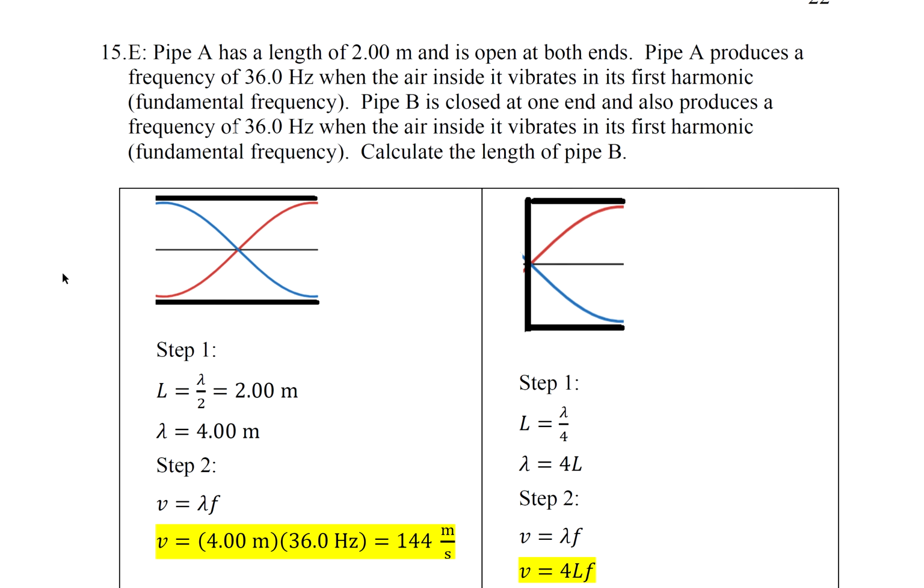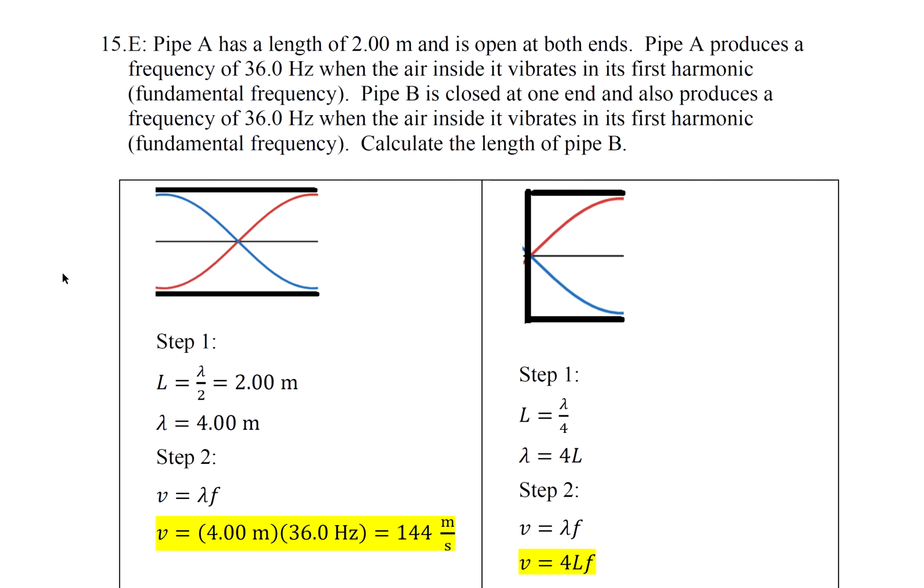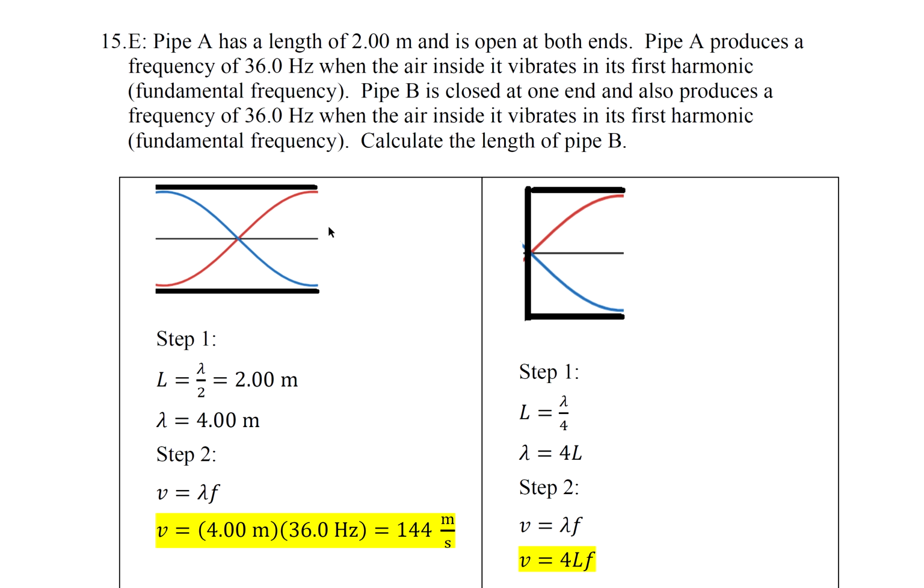Question 15. Pipe A has a length of 2 meters and is open at both ends. Pipe A produces a frequency of 36 Hz when the air inside it vibrates in its first harmonic. Pipe B is closed at one end and also produces a frequency of 36 Hz when the air inside it vibrates in its first harmonic. Calculate the length of pipe B. So just draw an image or images. So the first one is open at both ends. The second one is closed at one end.